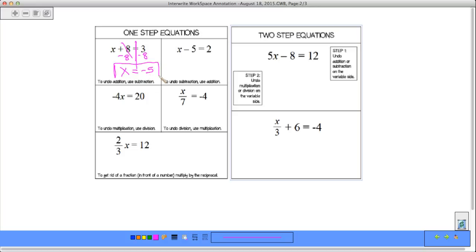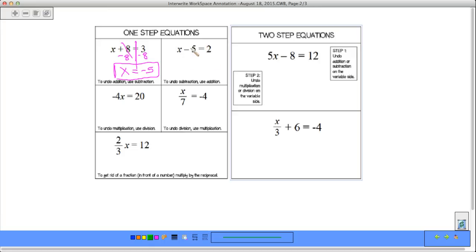Keep in mind that you can check your answers as you go. If I plug this back in for x, negative 5 plus 8 is 3, so I know I did it correctly. I would definitely check my answers on assessments to make sure that I have the correct answer before I turn it in.